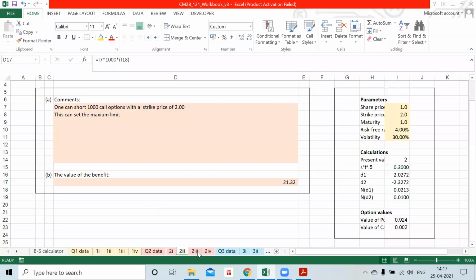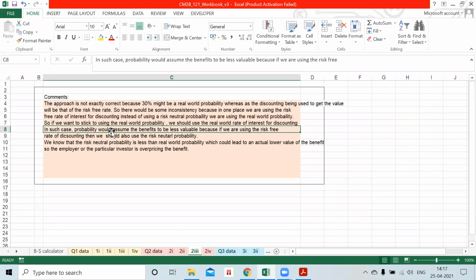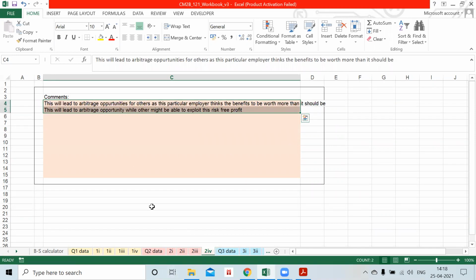So this approach is obviously not right, because 30% might not be a real-world probability, whereas the discounting used to get the value will be at the risk-free rate. So there would be some inconsistency, because in one place you are using the risk-free rate of interest for discounting instead of using risk-neutral probability. So if you want to stick to real-world probability, we should use a real-world rate of interest for discounting. In such a case, the probability would assume the benefits to be less valuable. So we have to be consistent, using either the real-world or the risk-free rate with risk-neutral probability.